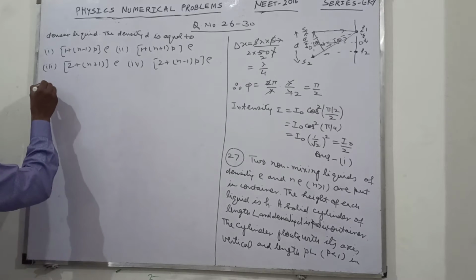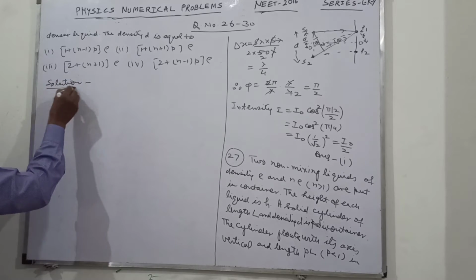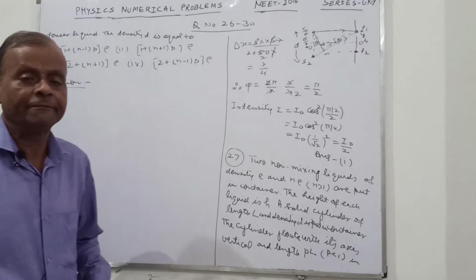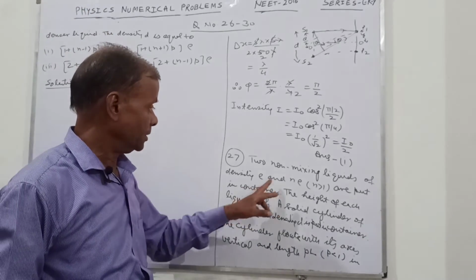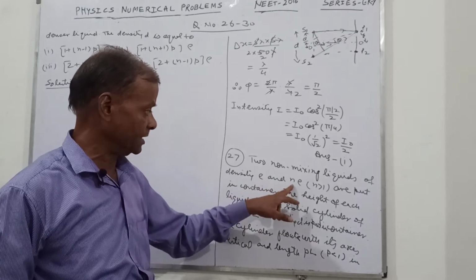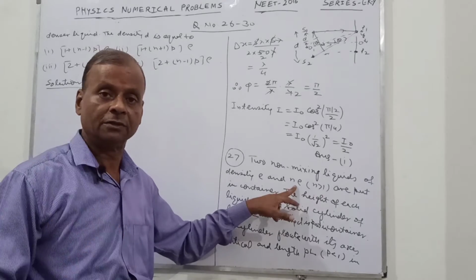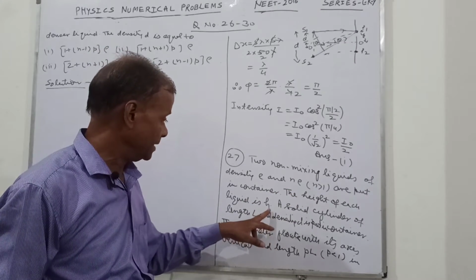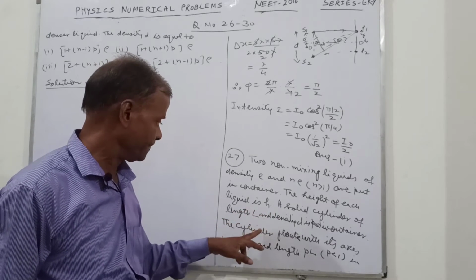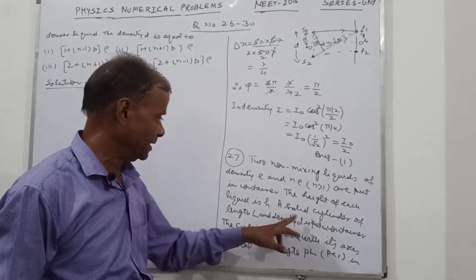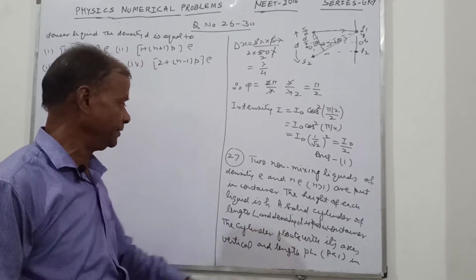And now this is the solution. You are given two liquids which are not mixing and they are kept in a container. One liquid has the density rho and the second n rho. N is greater than 1, it means the second liquid is of higher density, and the height is given to be h in each liquid, and the length of the cylinder is L, density is given to be D.